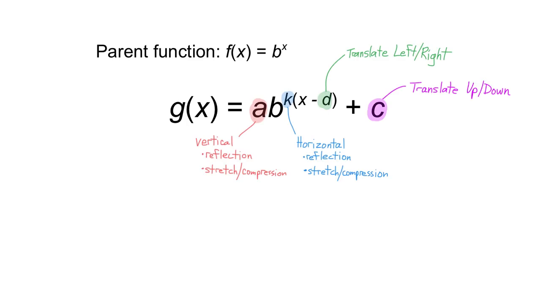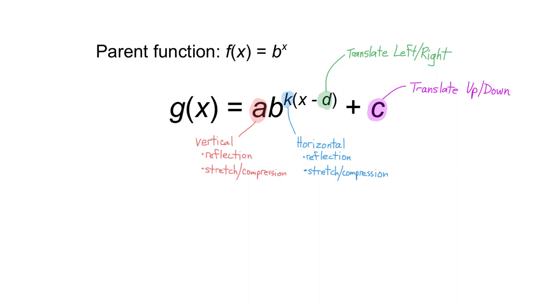So just a reminder, numbers in the a position affect the vertical component: vertical reflections if it's negative, stretches, or compressions. k values determine the horizontal direction, either a reflection if it's negative, or a stretch or compression. d is your translations left or right, c is your translations up and down.